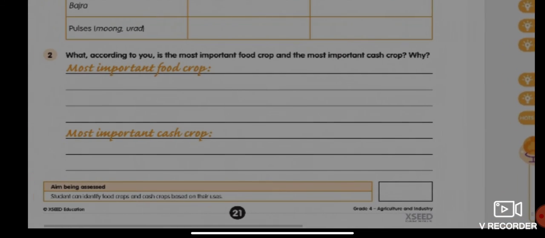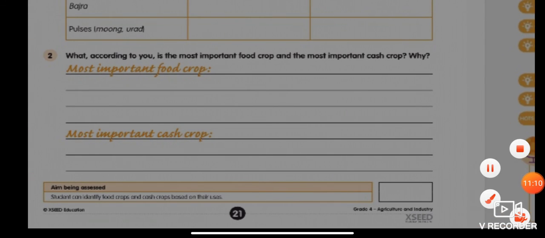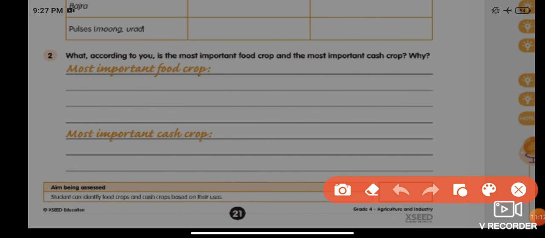And accordingly, question number 2 is as indicated here: what according to you is the most important food crop and the most important cash crop, and why? So the most important food crop you write here, and you have to indicate why you chose that particular crop to be most important. The most important cash crop you have to write here, and why you chose that particular cash crop to be most important as compared to the rest.